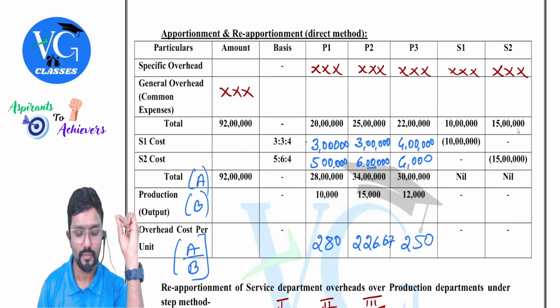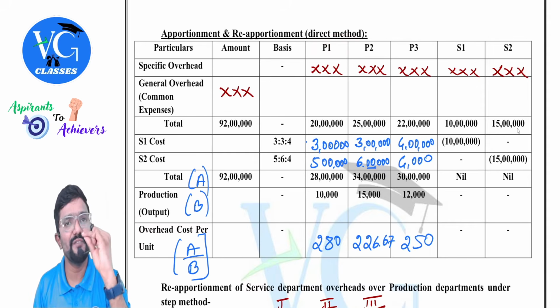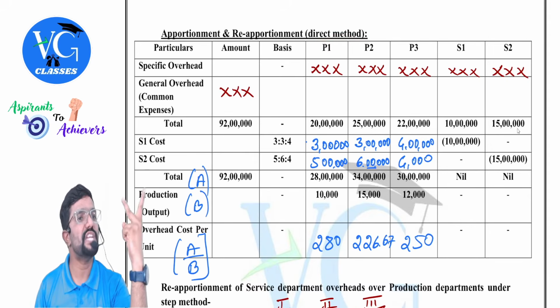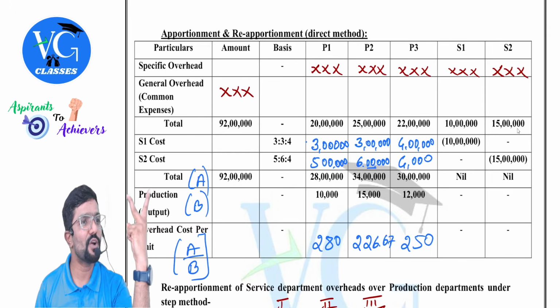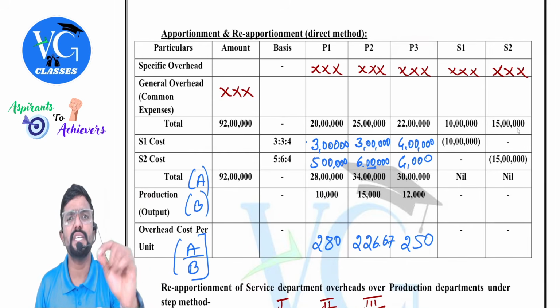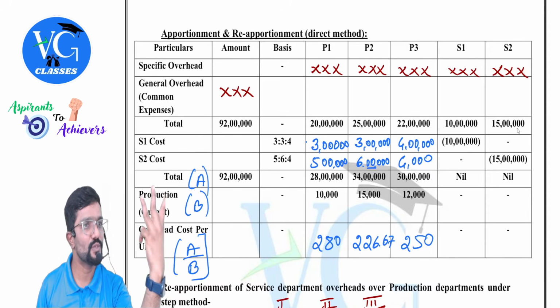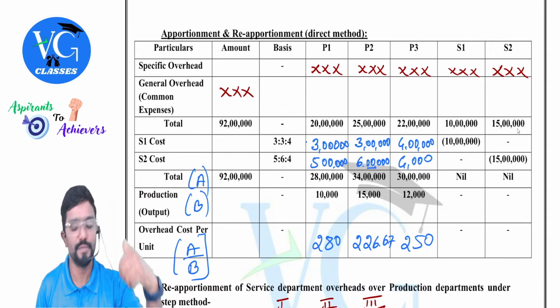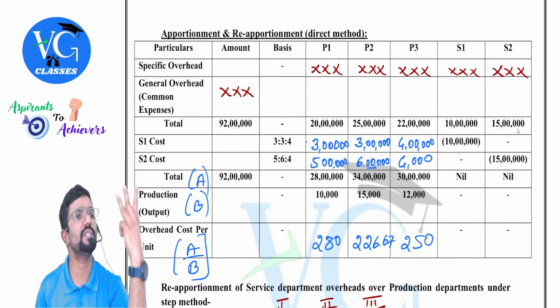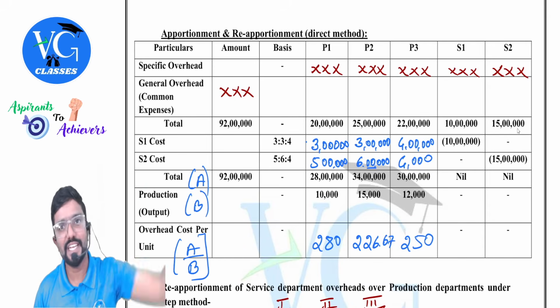What do we do with it, sir? Simple. Listen now. Assume in production department P1, to produce each and every unit, we take 2 machine hours. So what is the overhead cost to be absorbed? 280 into 2. Same way, assume in P3, to produce each and every unit of output, the machine will work for 3 hours. So what is the overhead cost per unit to be absorbed? 250 into 3. Hope you understand. Clear?